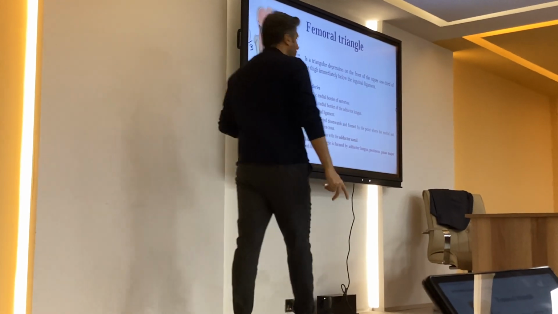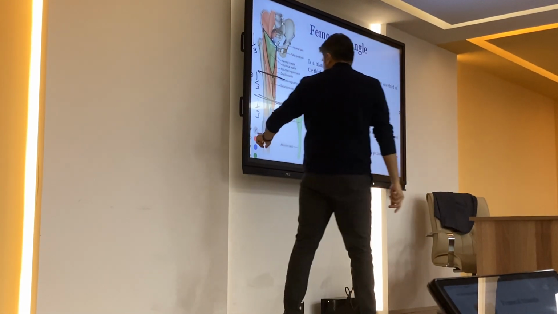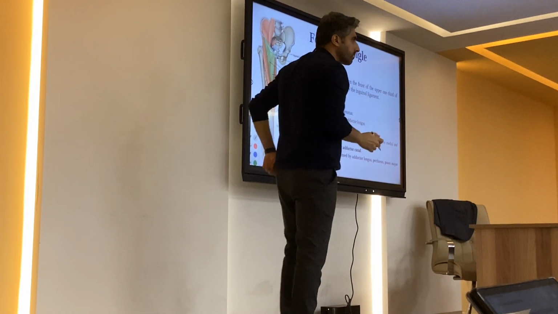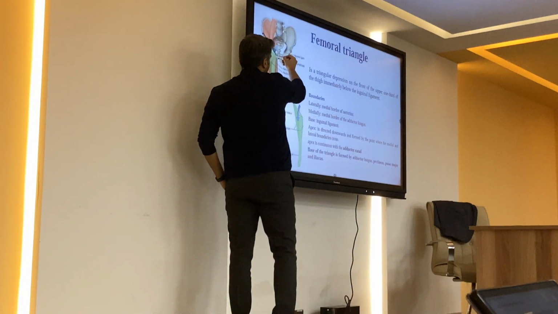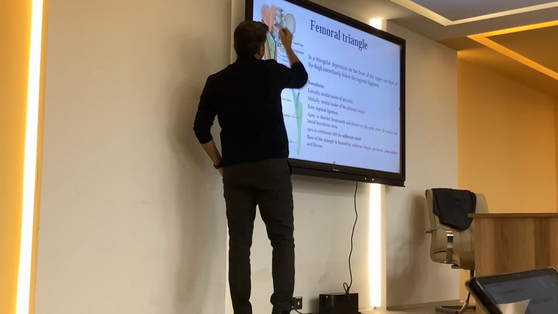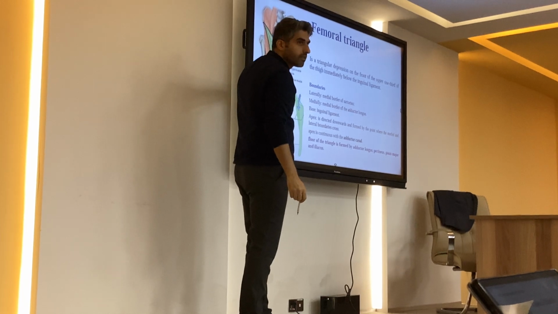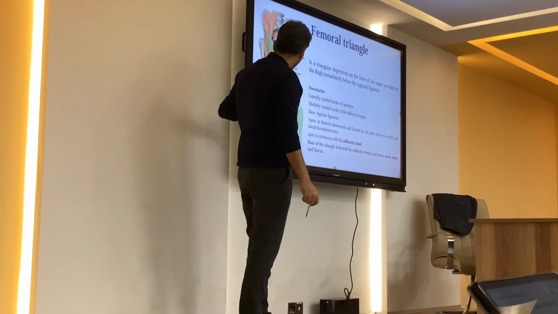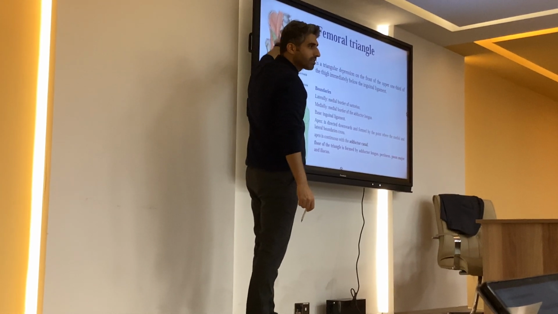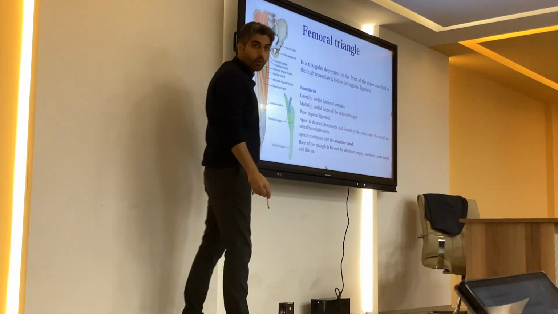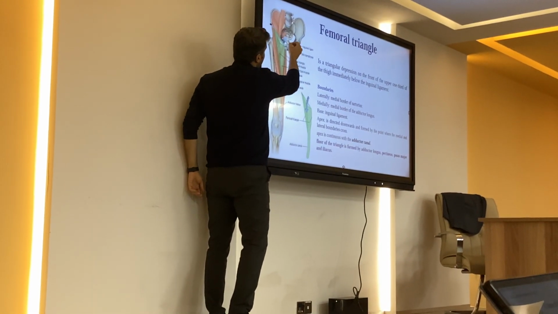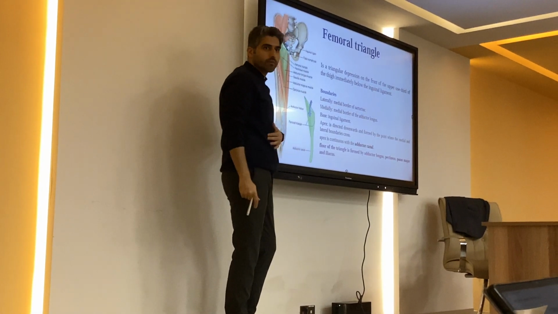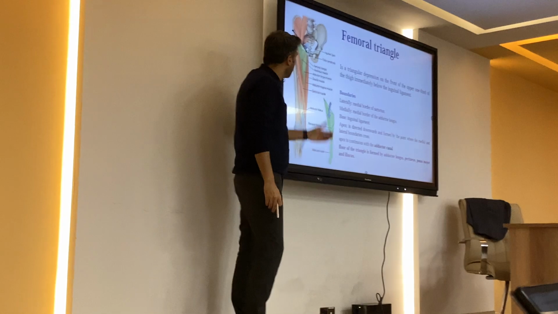Now we're talking about the femoral triangle. First of all, you should know the borders, the boundaries. Base, apex. This is the apex here, and this is the base. What is the base? The inguinal ligament again. So this ligament is very important. The inguinal ligament, between the ASIS and the pubic tubercle, is the base of the triangle.